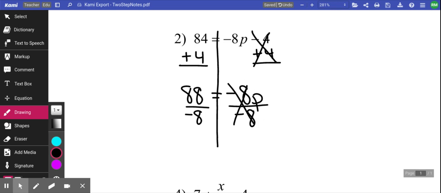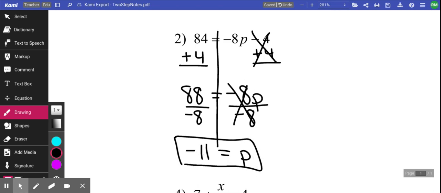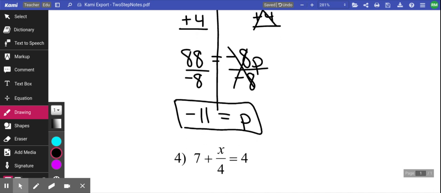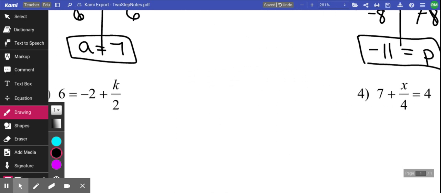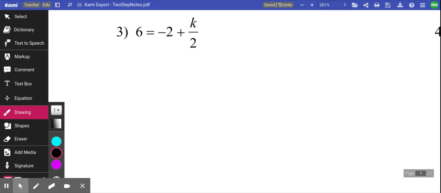Okay? So then we get, what's 88 divided by negative 8? Negative 11. So make sure you have the negative sign. If you don't have the negative sign, it's because you didn't divide by negative 8. Okay. Moving on. Let's go to number 3.